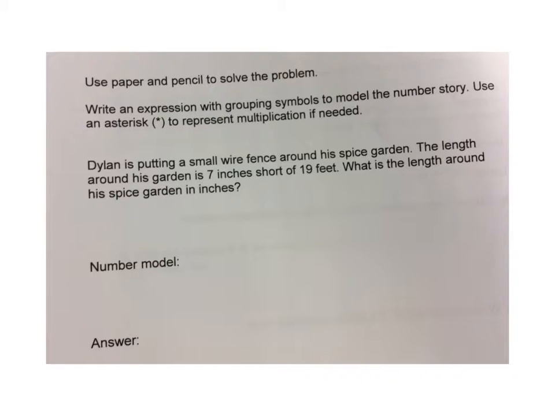So that means, I'm going to draw a picture. The perimeter equals 19 feet, or it equals how many inches? So to figure that out, I need a number model. I need to change feet to inches and then take 7 off to figure out the length around the garden.